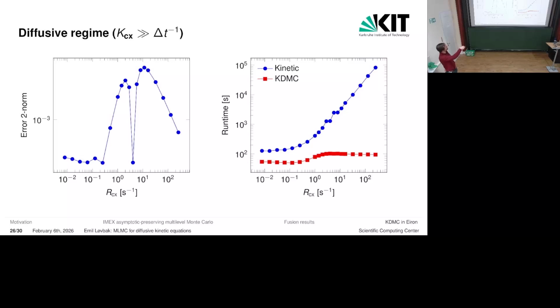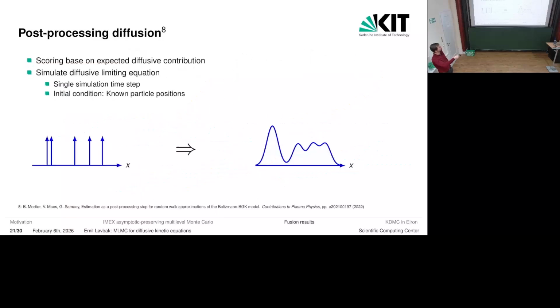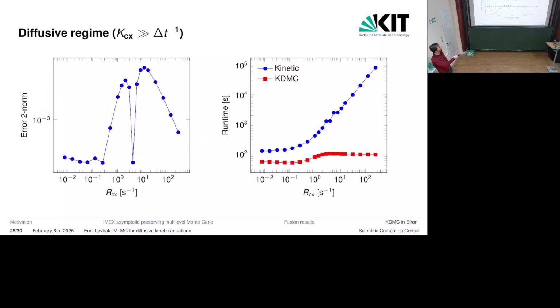This is what I mentioned earlier. At some point you get these kind of upside down curves. You get convergence in both limits down to a noise level. But in this intermediate regime where you're transitioning, you get some kind of wonky phenomena. An interesting point here is that you see the kinetic simulation becomes more and more expensive as we increase the collision rate. I still don't know why that happens. But the KDMC stays relatively fixed.